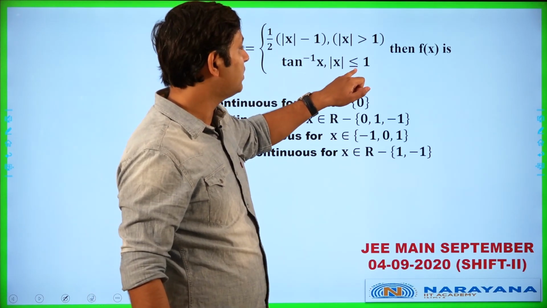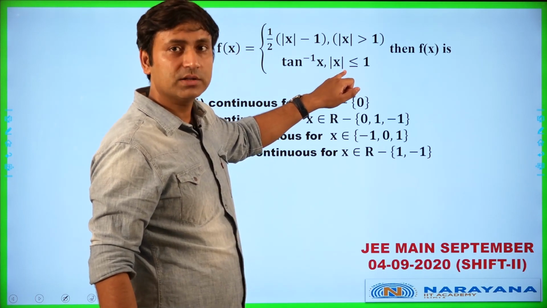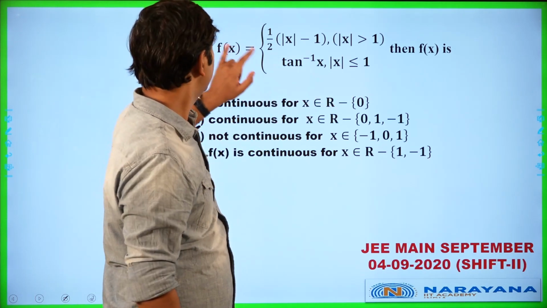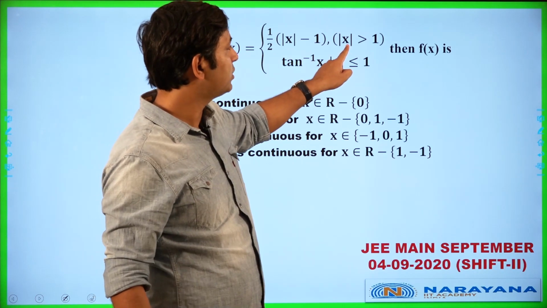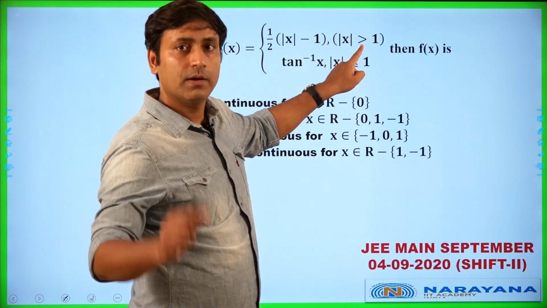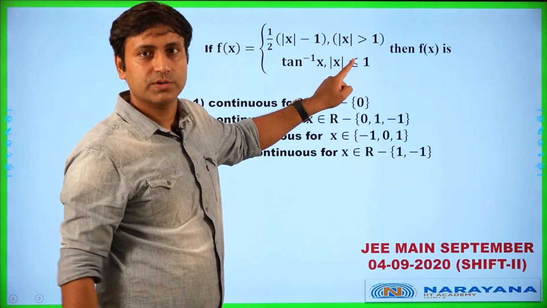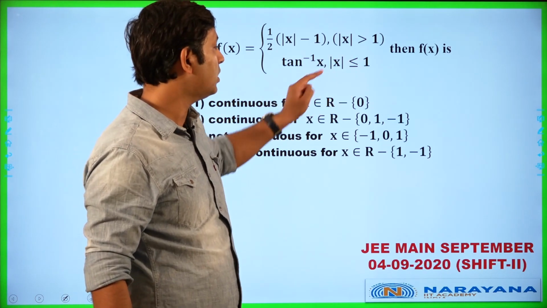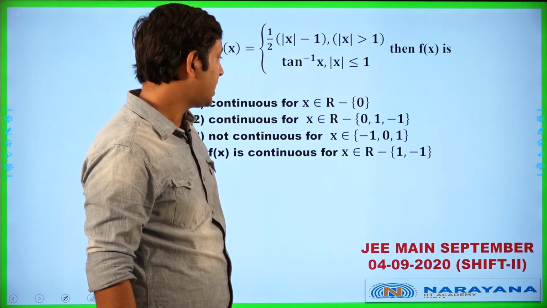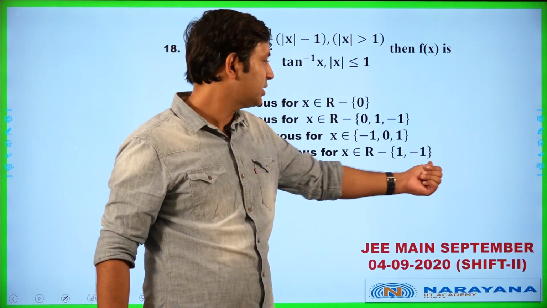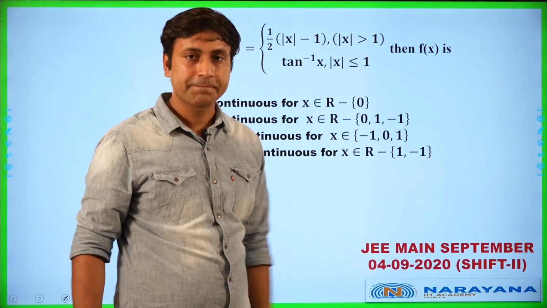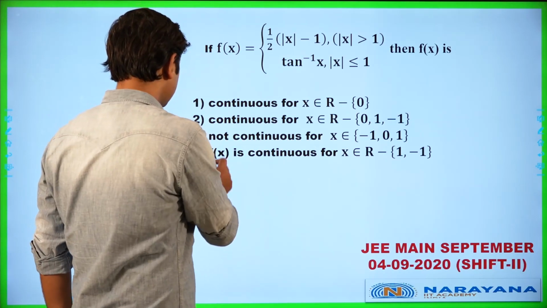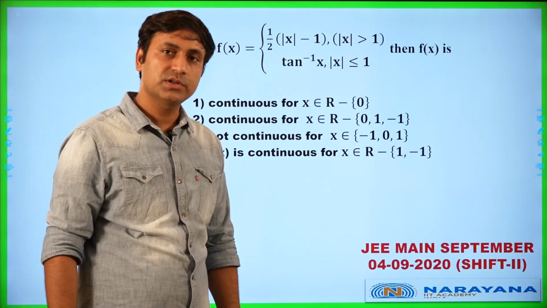So in the open interval minus 1 to 1, the function is continuous. Also in the open intervals minus infinity to minus 1, and 1 to infinity, the function is continuous. The only discontinuity that can happen is at 1 or minus 1. Notice that only one option corresponds to that. We'll mark that option. We'll move on to the next question.